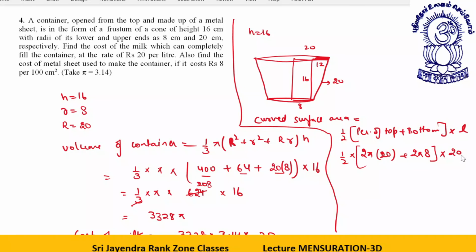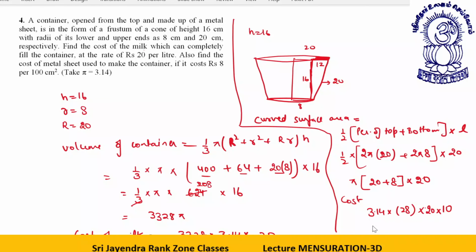L is 20. So what do you get? You take half 2 common. Finally you have 5 pi into 20 plus 8 into 20. Now cost will be how much? Pi is 3.14. 3.14 into 28 into 20 into 10. This comes by Pythagoras triplet rule, 12, 16 combined to give you a 20.